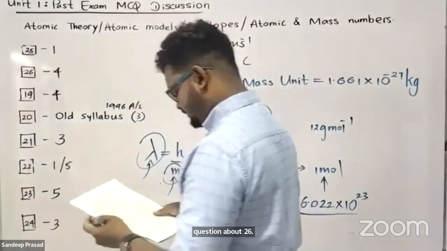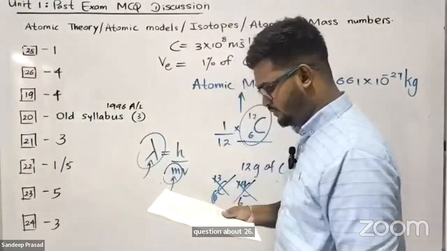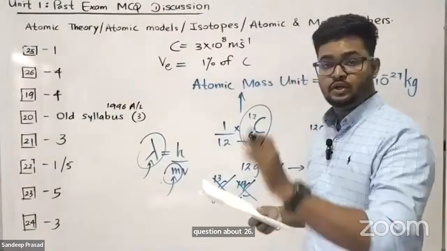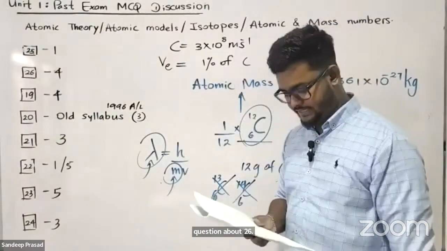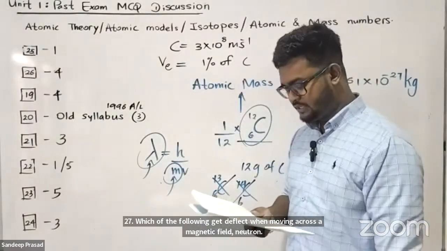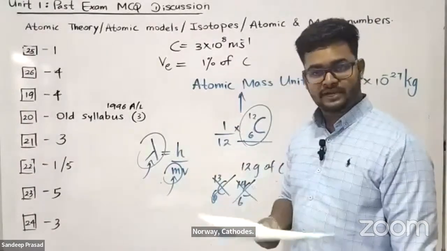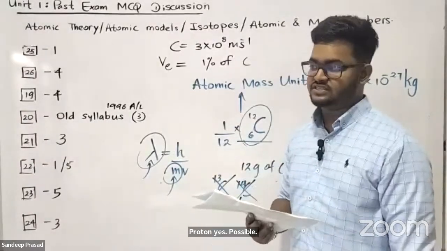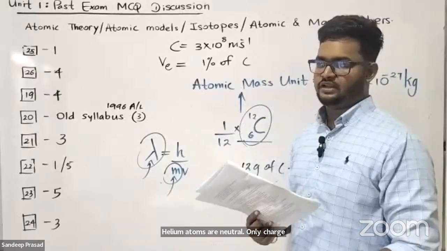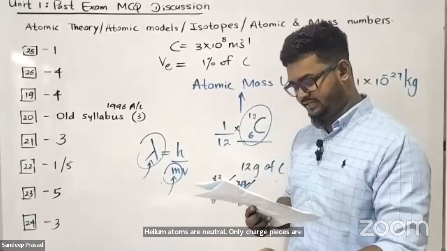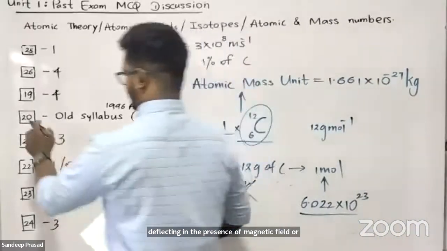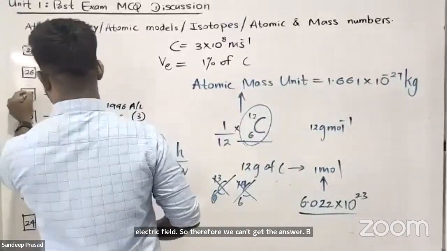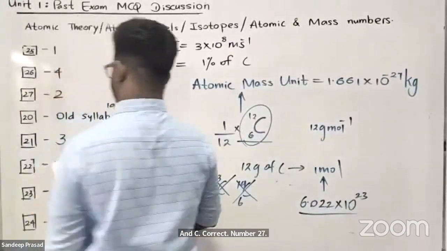Question number 27. Which of the following get deflected when moving across a magnetic field? Neutron? No way. Cathode rays? Yes. Proton? Yes, possible. Helium atoms? Helium atoms are neutral. Only charged species are deflected in the presence of a magnetic field or electric field. So therefore, B and C are correct. Question number 27, the answer is the second one.